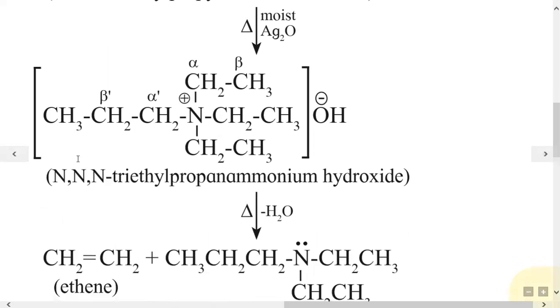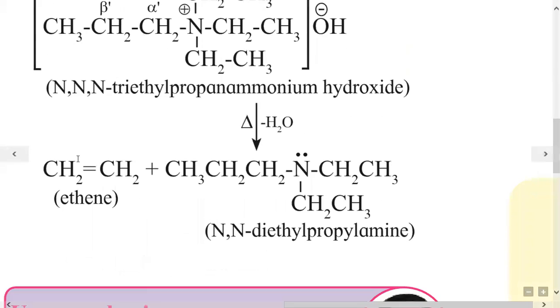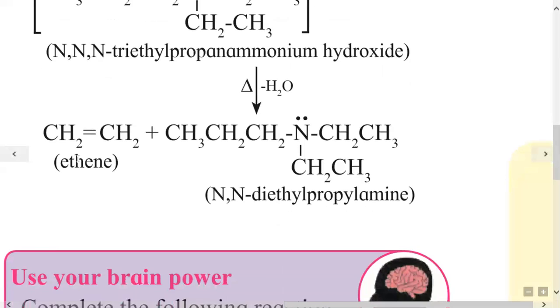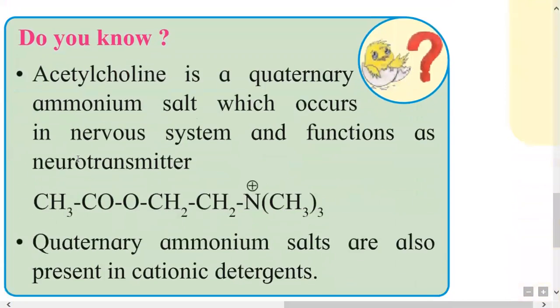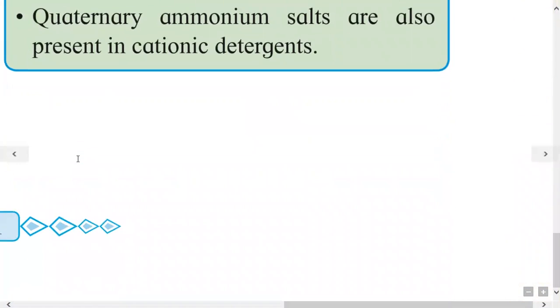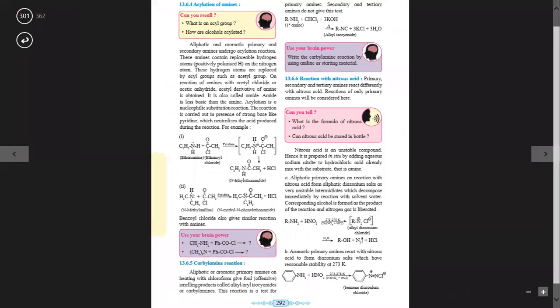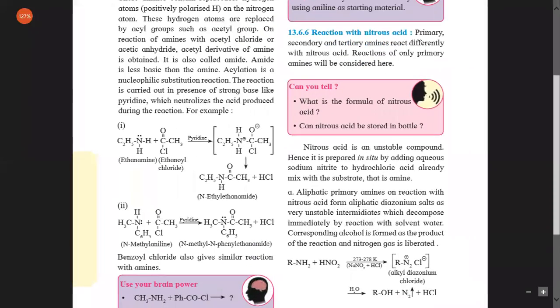Here there are beta carbon and beta dash carbons, but here the less substituted alkene is obtained, that is ethene, and the amine remaining is N,N-diethyl propyl amine, and this is Hofmann's elimination reaction. Next, reaction of amine number 4 is the acylation reaction.